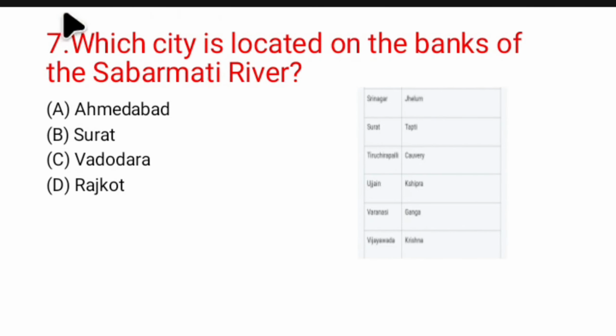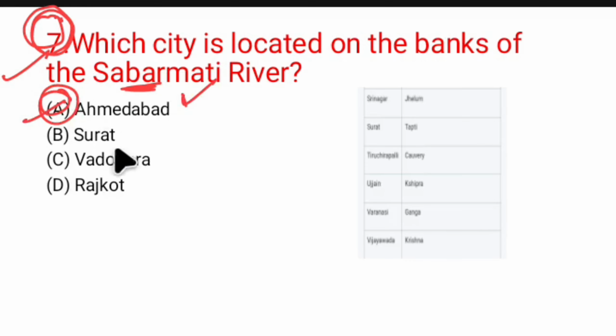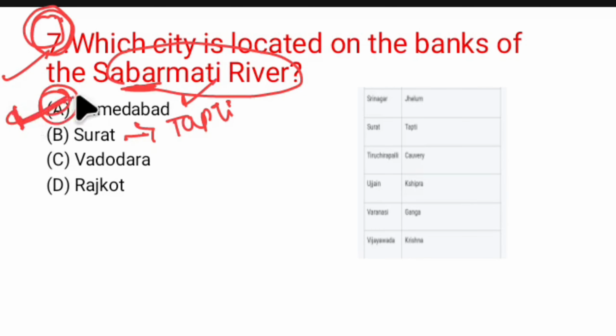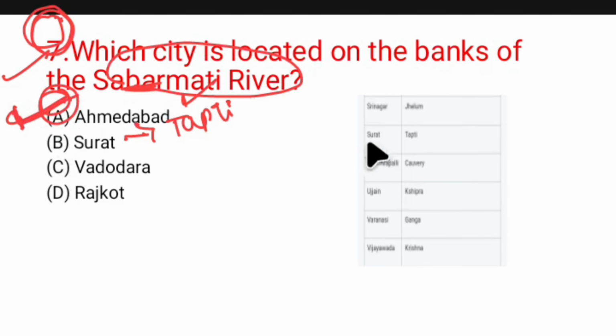And question number 7, which city is located on the banks of Sabarmati River? On the banks of Sabarmati River, the Ahmedabad city is located. Therefore, question number 7, option A would be the correct option. And the Surat city is located on the banks of Tapti River. So the question is asking Sabarmati River, on the banks of Sabarmati River, Ahmedabad is located. Therefore, option A would be the correct option.